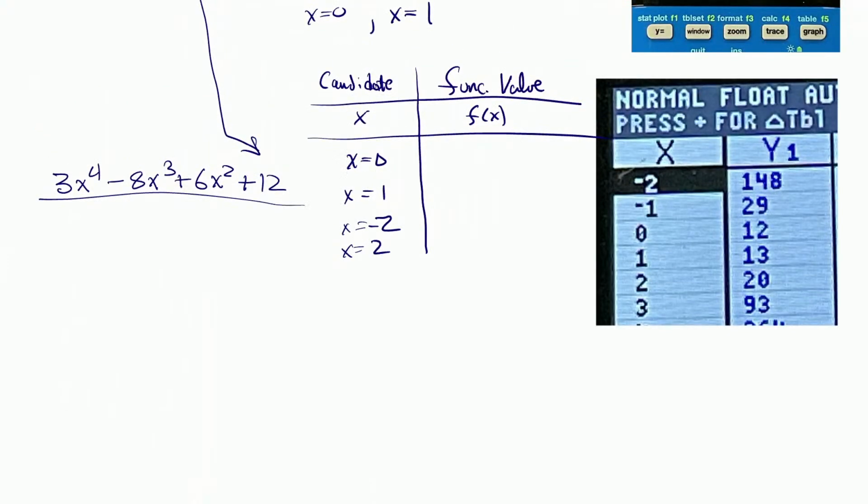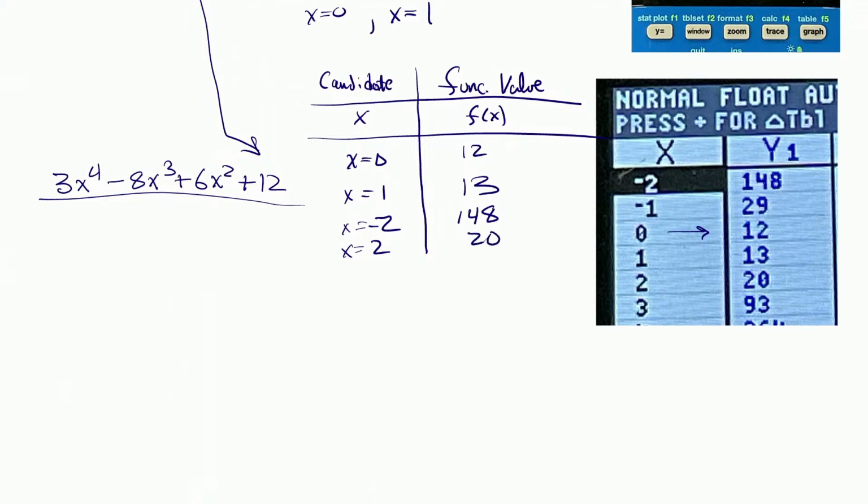So x equals 0, the function value is 12. x equals 1, the function value is 13. x equals -2, the function value is 148. And then x equals 2, the function value is 20.